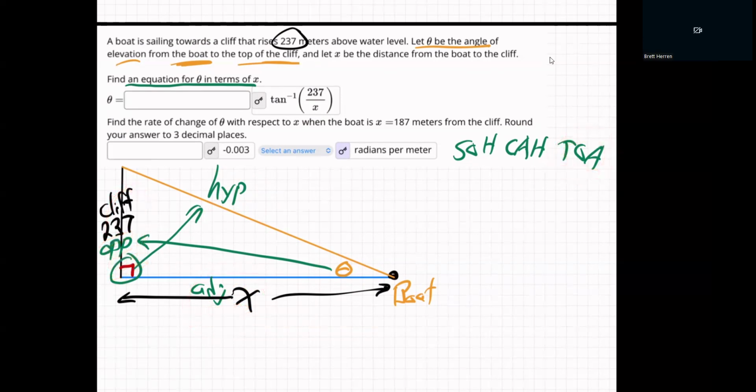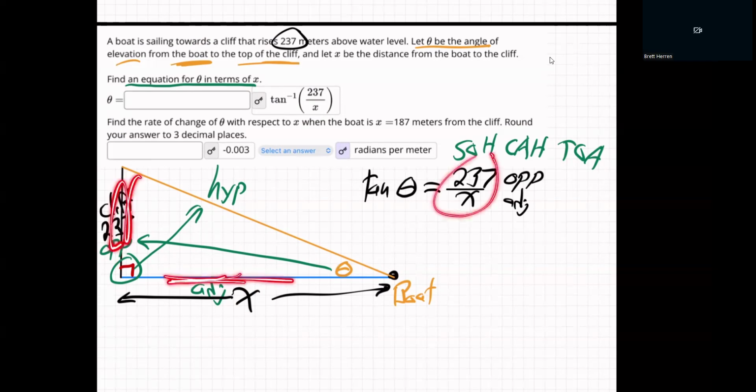Okay, so here we go. We're going to use tangent of theta equals opposite over adjacent. So what is the opposite? 237. What is the adjacent? X. That's opposite over adjacent. Tracking with me? And there it is. Okay, now we've got to get theta alone.